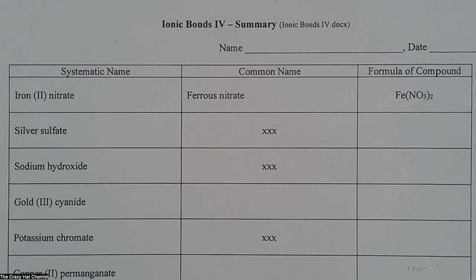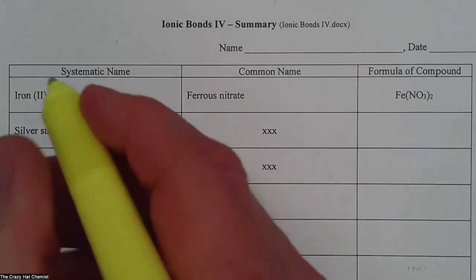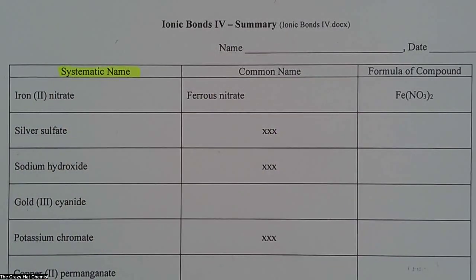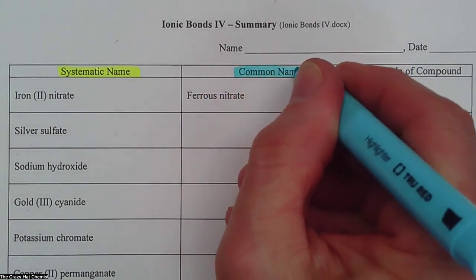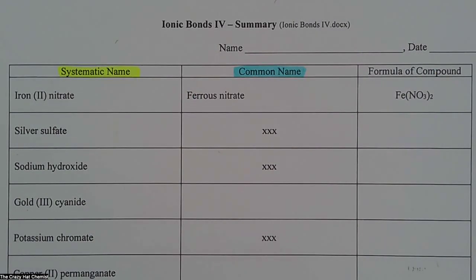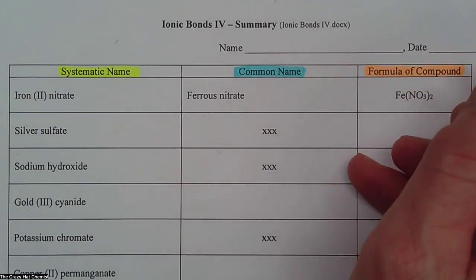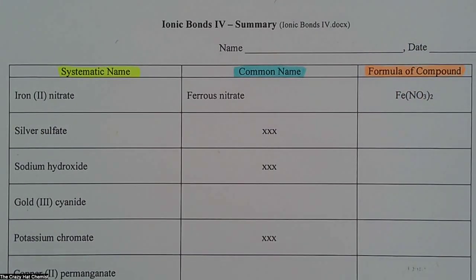So we have 3 columns here on this worksheet. One of them is called the systematic name. And that is what we are going towards now. And then we also have the common name. And that is what, when I went to school, we worked with. And then we're going to have the formula of that compound. It will be an ionic compound. So let's see if we can fill out these 3 columns for each one of these.